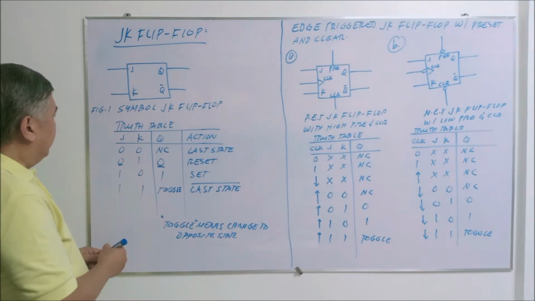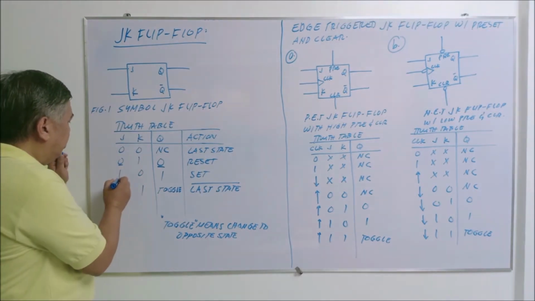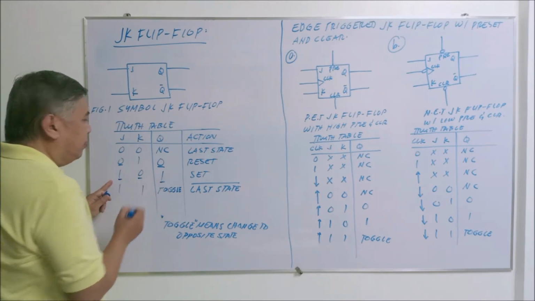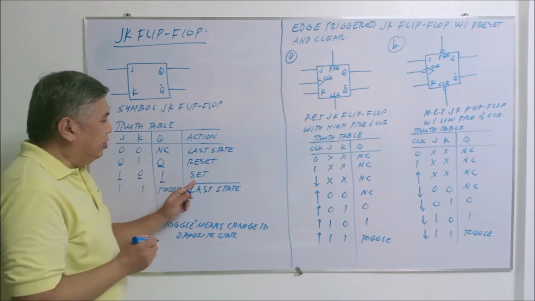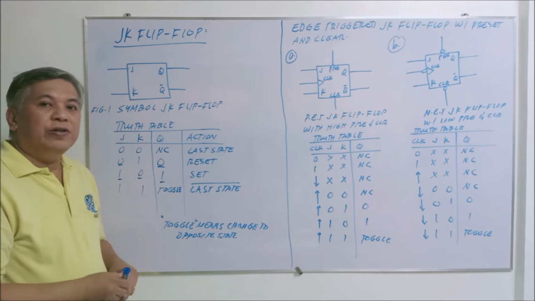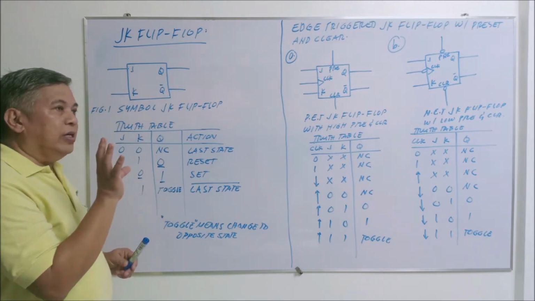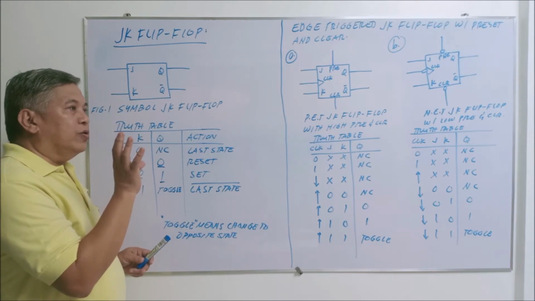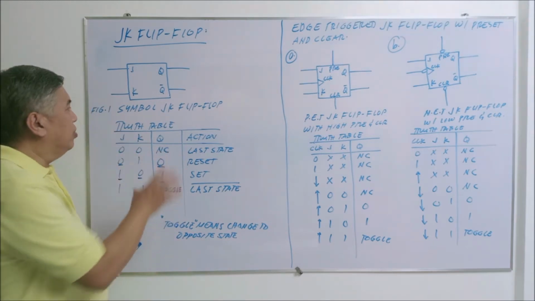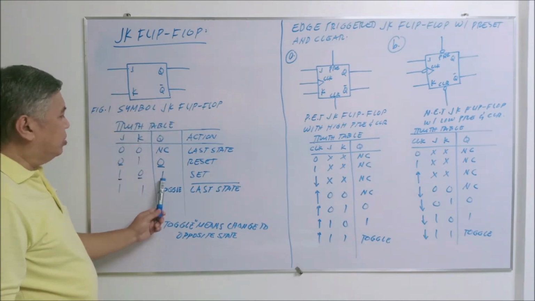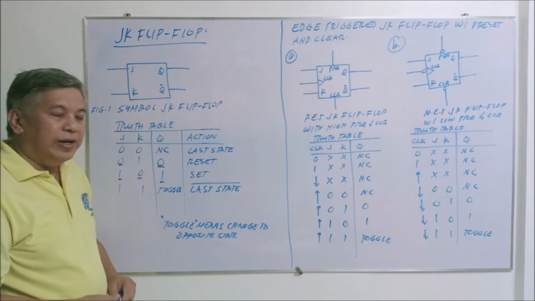Now, if your J is 1 and K is 0, again, J implies Q, okay? Then you are actually setting your flip-flop into 1. That means that the stored binary bit in your JK flip-flop, the output part, is your value 1.